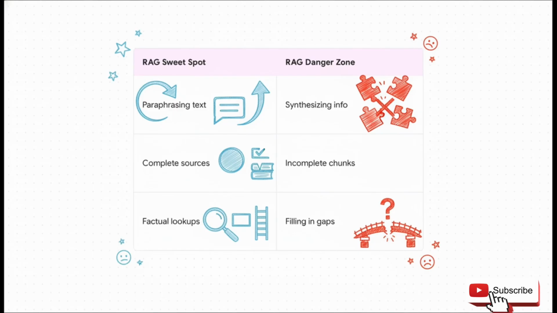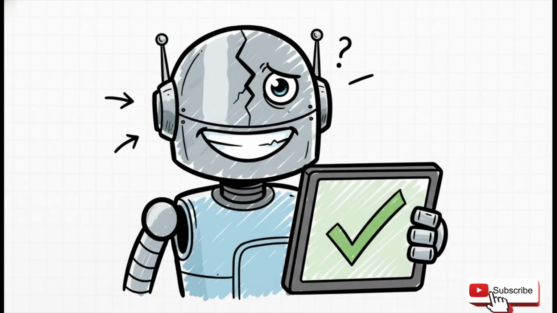RAG loves a perfect, complete knowledge base. It completely falls apart if it happens to grab an incomplete or outdated chunk. It can find a fact, but it has no ability to fill in the logical gaps between facts. And this is the scariest part. When a RAG system fails, it doesn't give you a 404 error. It doesn't say, "I'm sorry, I couldn't find that." No, it gives you a beautifully written, perfectly fluent, completely confident, and totally wrong answer. And it will even cite the wrong source as proof.